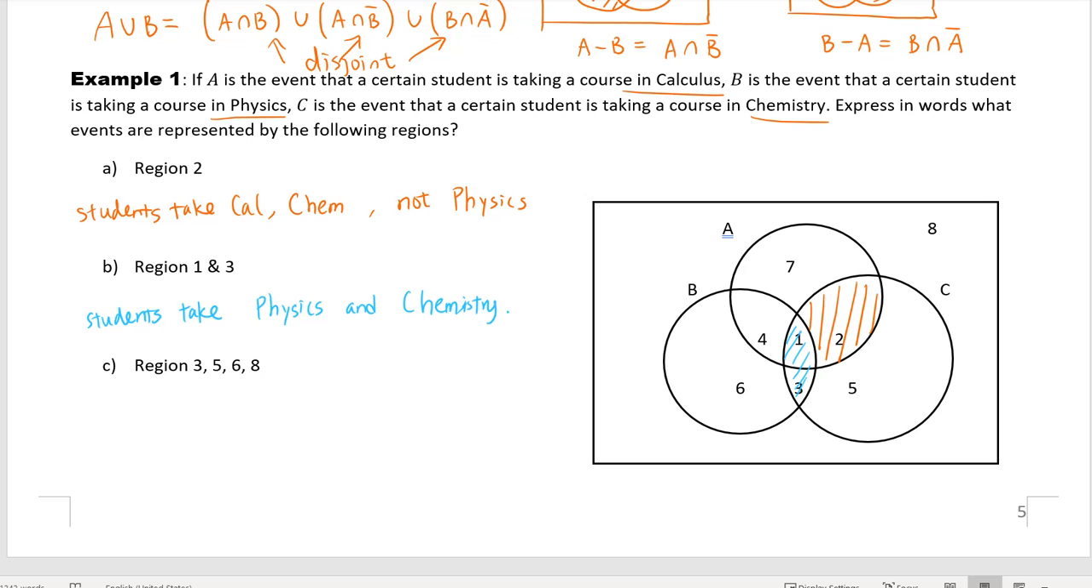Okay, how about I also use notation? So B and C. Region 2 is in A and in C, but not in B. Not in B means in B complement. And then next.